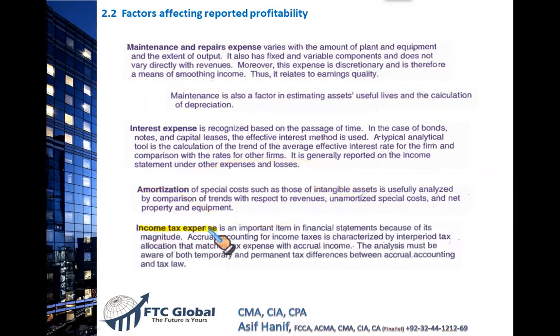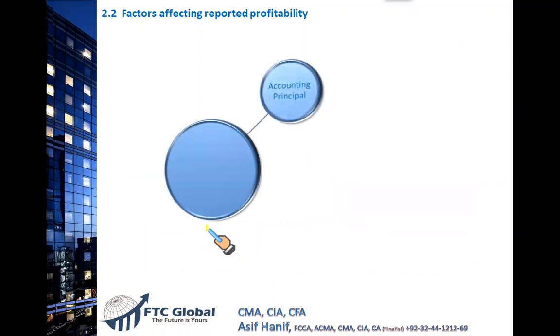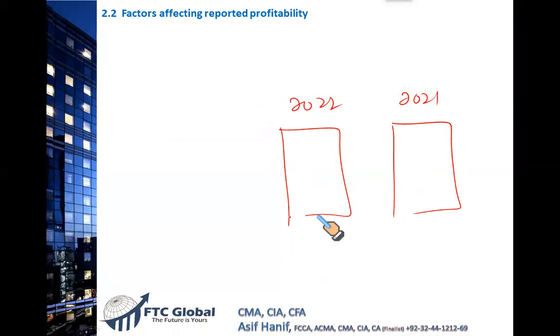This is an area that is discussed in much more detail in your CMA Part 1, Section A, External Financial Reporting. The last and the most relevant one for us as financial statement analysts are these three things: changes in accounting principle, change in accounting estimates, change in accounting or any accounting error. Now, what I'm talking about, let's say I have 2 years numbers with me, 2021 and 2022, and I am performing financial statement analysis. If 2021 and 2022 numbers are based on the same estimates, same principles, then this is good for me. My analysis will be meaningful.